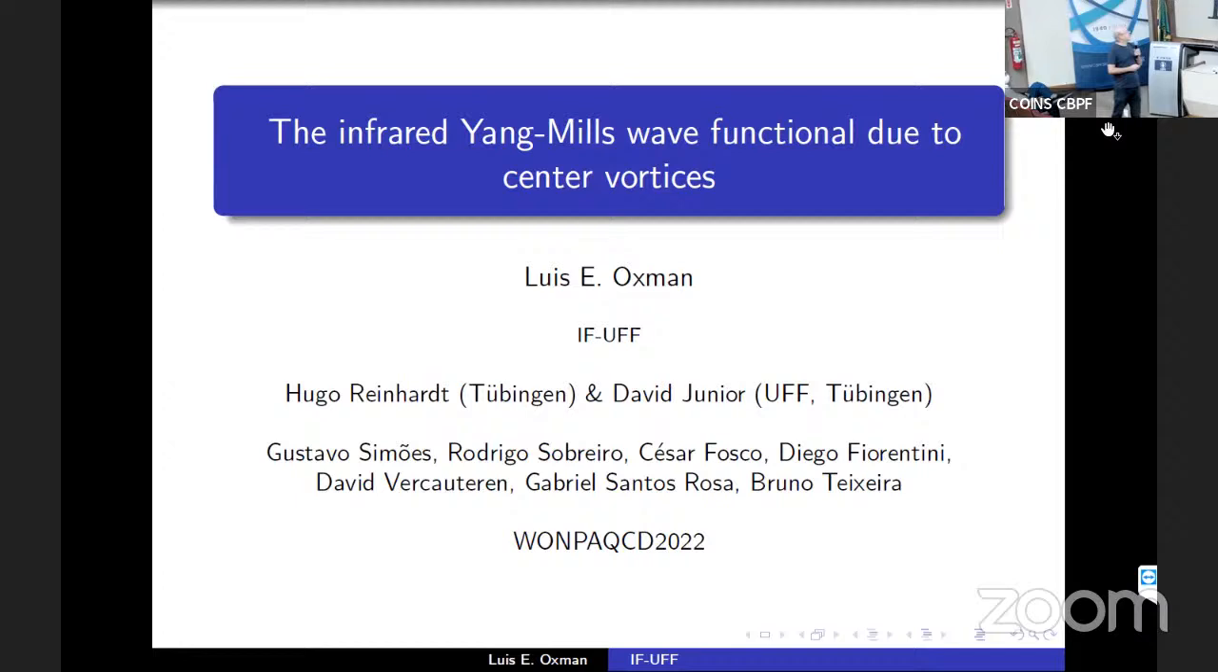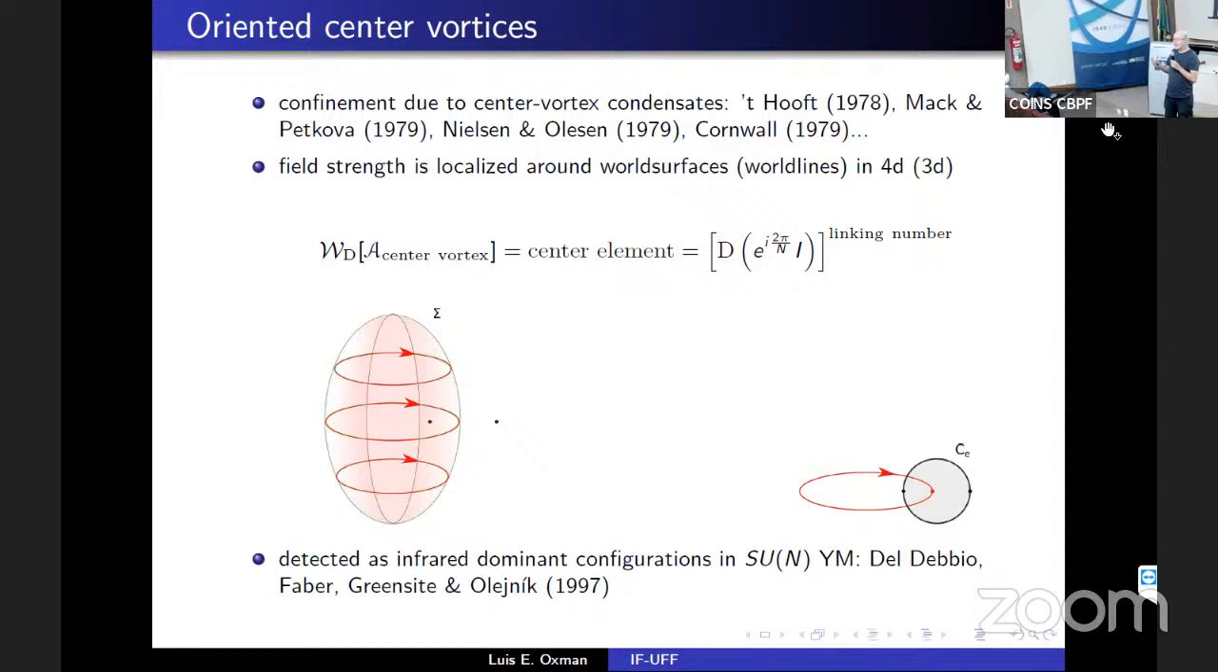So let me start with my main line of research, which is the center vortex approach to confinement. Initially, what is a center vortex? If you are in four-dimensional Euclidean space-time, center vortices are gauge field configurations whose field strength is localized on a closed surface. When you compute the Wilson loop, you get the center element, which depends on the linking number between the center vortex world surface and the Wilson loop.